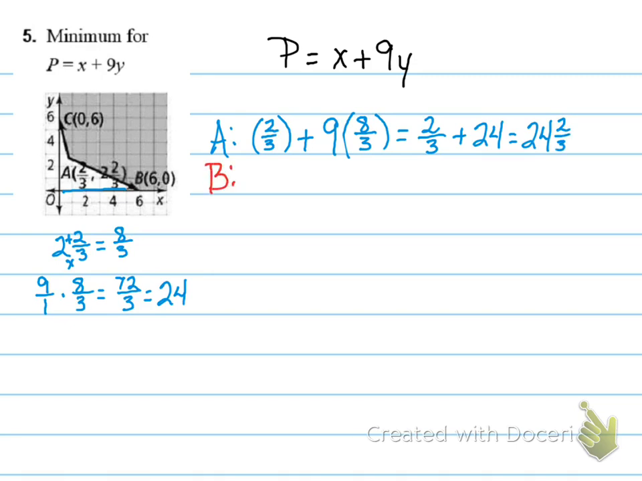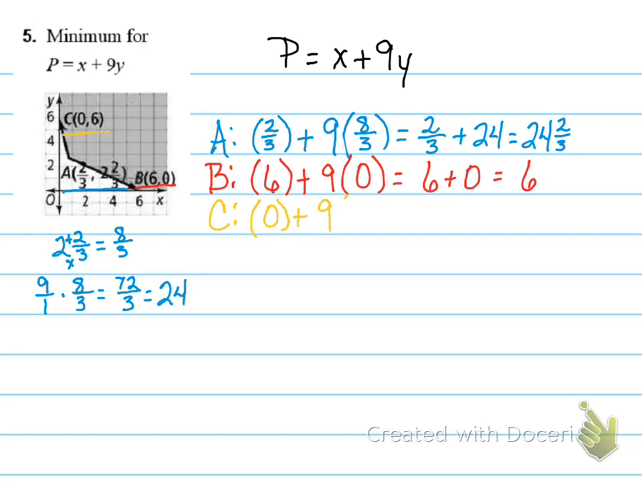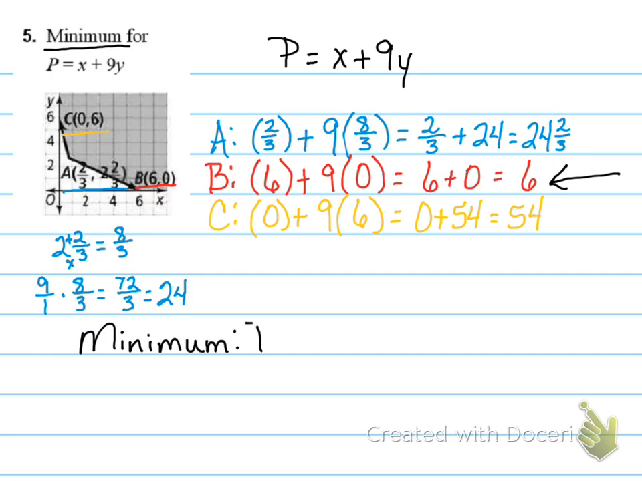So add 24, and that is 24 2/3. Okay. Point B is at 6, 0. So I have 6 plus 9 times 0 is 6. And then 0 plus 9 times 6 is 54. My minimum is P is equal to 6. And that is at 6, 0, or point B.